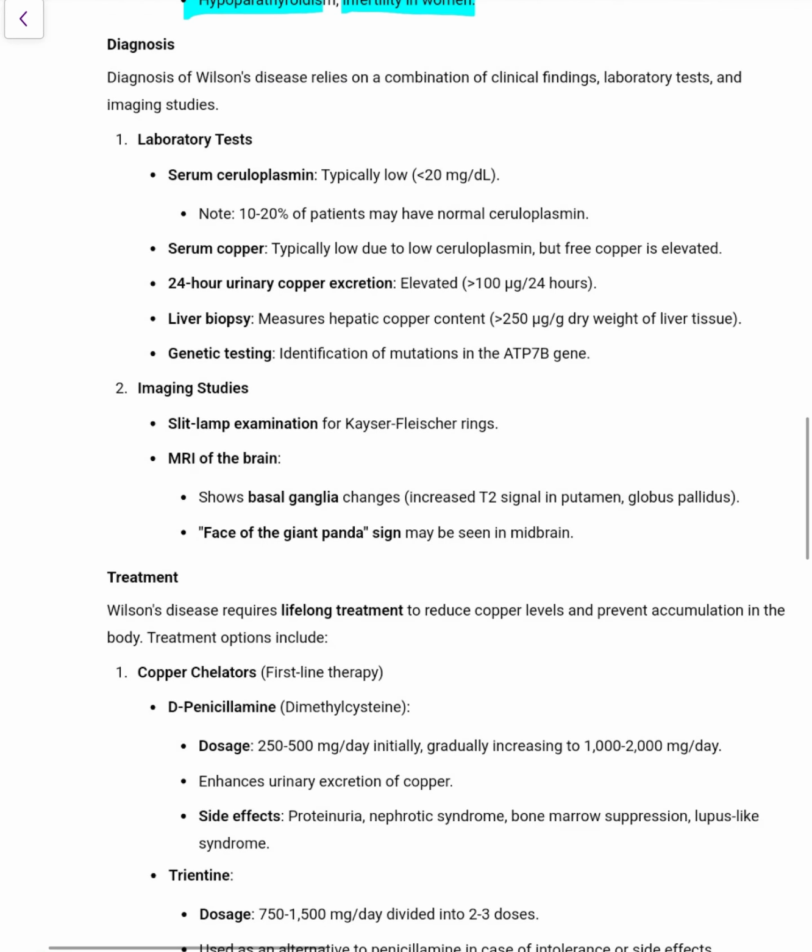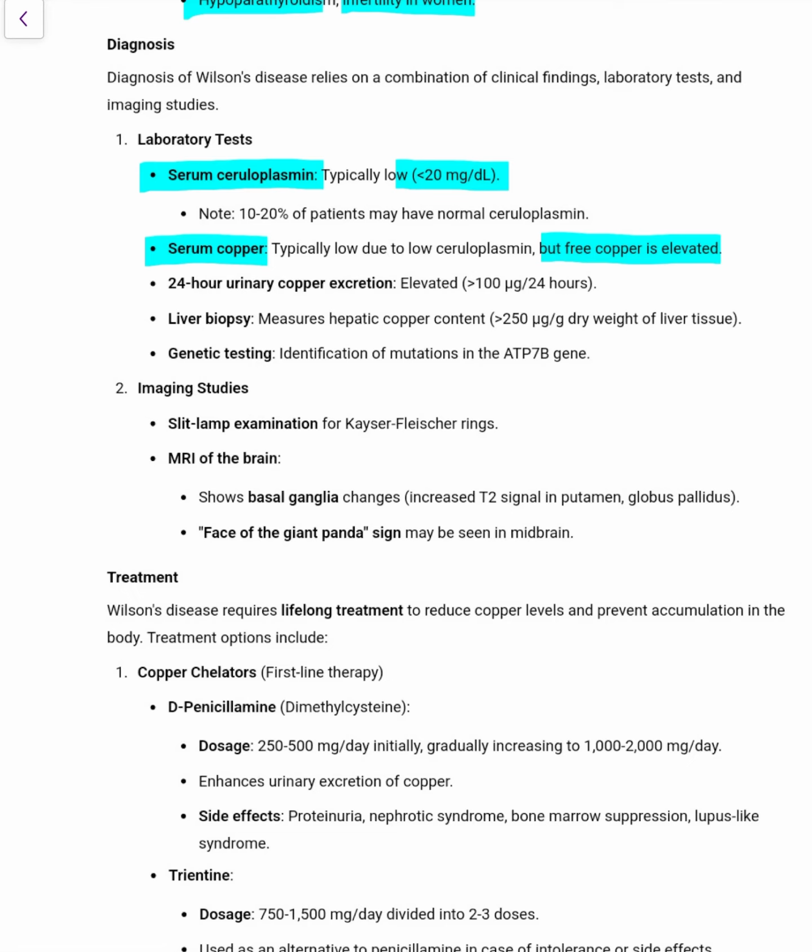Now coming to the diagnosis. Low ceruloplasmin, typically less than 20 milligram per deciliter, but this is not specific, as serum ceruloplasmin can be low in other disorders also, like nephrotic syndrome or malnutrition. Even in 10 to 20% of Wilson's disease, the ceruloplasmin will be normal. Serum copper is also not specific because it is typically low due to low ceruloplasmin, but free copper, most of the time, will be elevated. It can also be normal. Why is it normal? Because excessive copper is excreted in the urine and it is getting deposited into the organs and tissues.